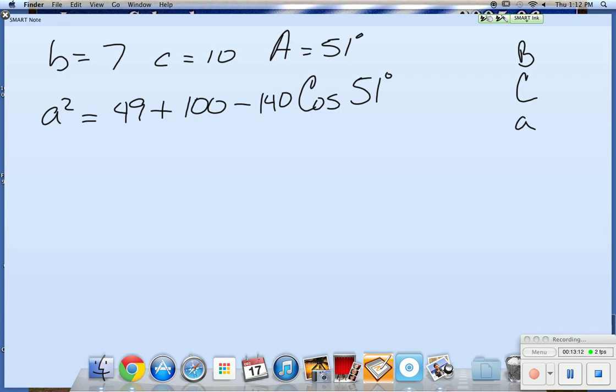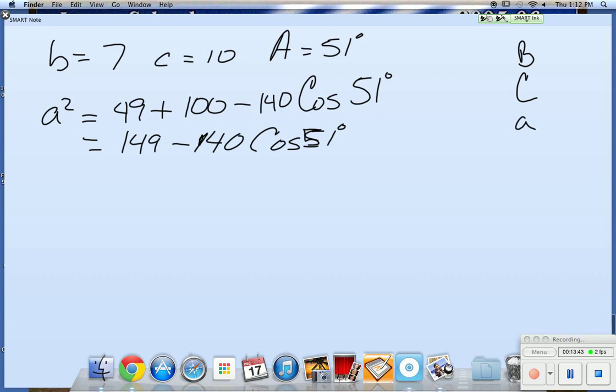So, let's break it down a little farther. 149 minus 140 cosine of 51. What is that? What's cosine of 51 times 140? Yeah, 2 times B and C. That's where that comes from. You see that, Danielle? Okay.